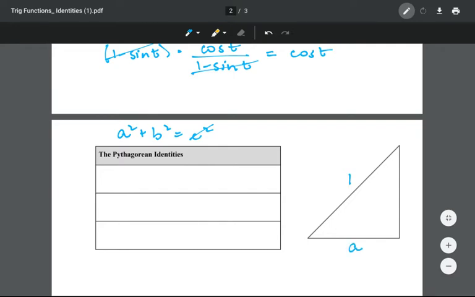Let's go ahead and label these legs on the right triangle as A and B. I've got my right triangle there. And I'm going to just choose this corner right here to be theta.